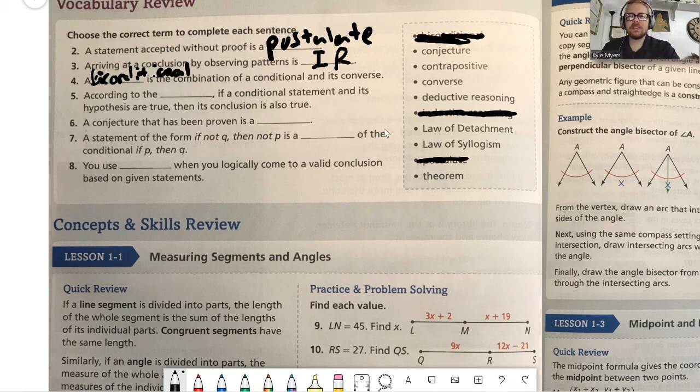All right, number 5. According to the blank, if a conditional statement and its hypothesis are true, then its conclusion is also true. So, for instance, if I said, if today is Monday, then tomorrow is Tuesday. So if it is Monday, then tomorrow must be Tuesday. That's all they're saying, which is kind of dumb, but it's called the law of detachment, LOD. Sort of like a no-duh kind of law. Law of duh.